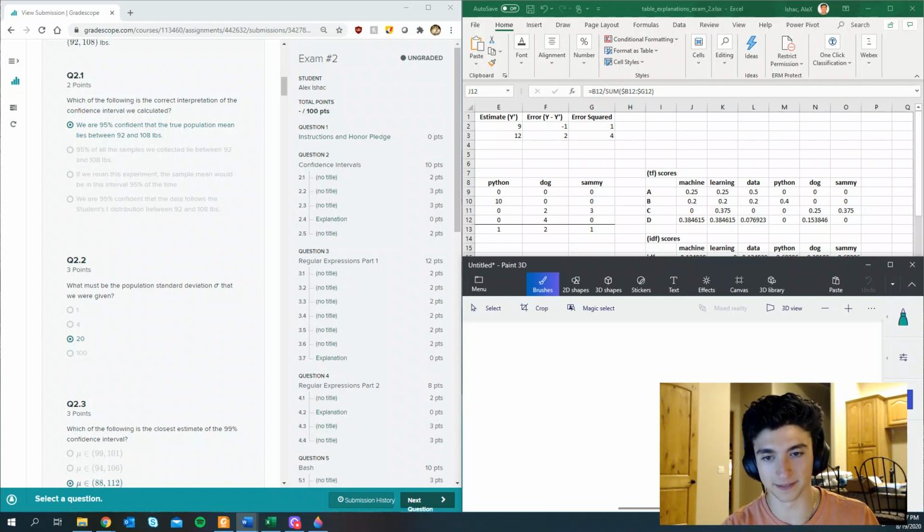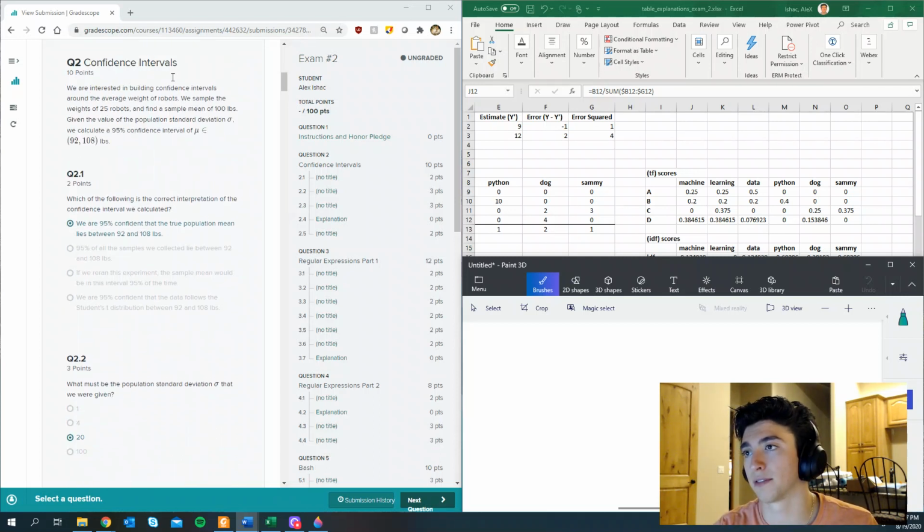So let's begin. Question 2.1, which is based on confidence intervals. Question 1 is asking which of the following is the correct interpretation of the confidence interval we calculated. And the answer is we are 95% confident that the true population mean lies between 92 and 108 pounds. And I believe that is what I ended up picking.